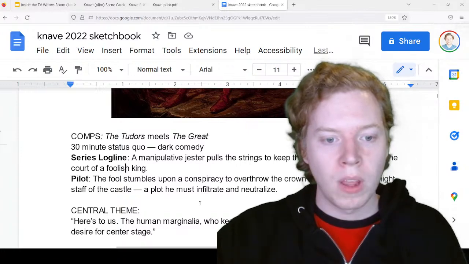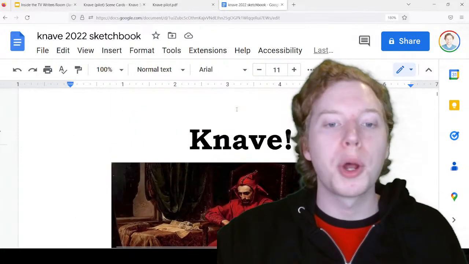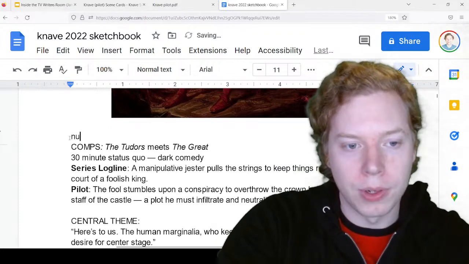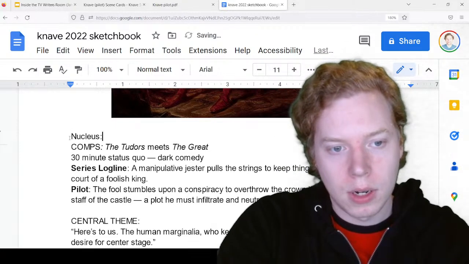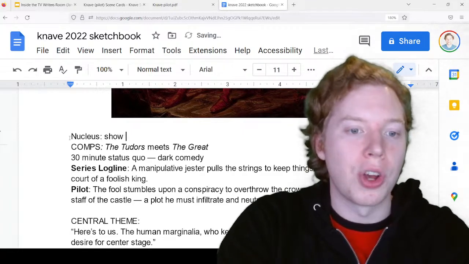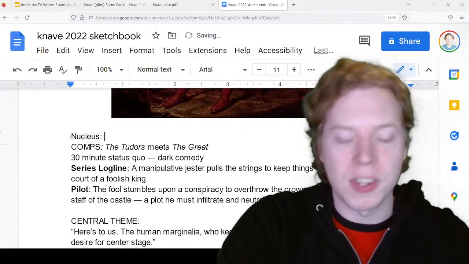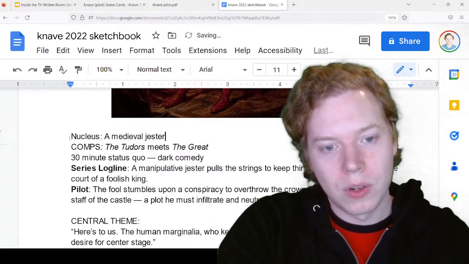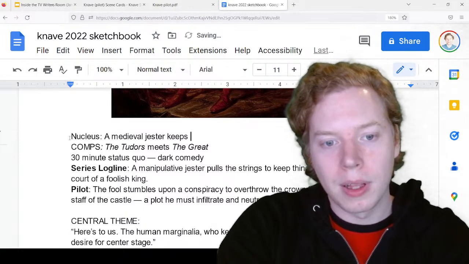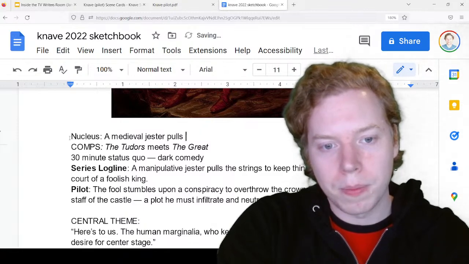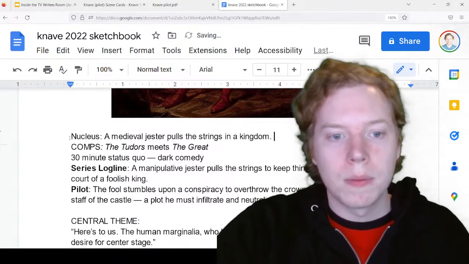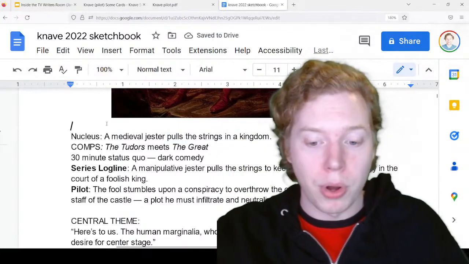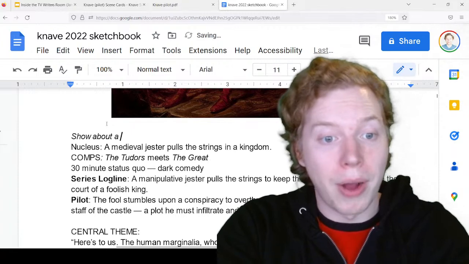Thanks. Okay, so we've gone over the core kernel or nucleus of the idea, which maybe I could even write down here if that's helpful. Nucleus. Show about a jester, or maybe something like a medieval jester holds the strings in a kingdom. Something like that. That's almost my series logline. If we go to the proto-nucleus, it's just a show about a court jester, right?